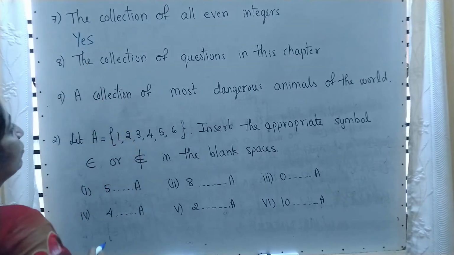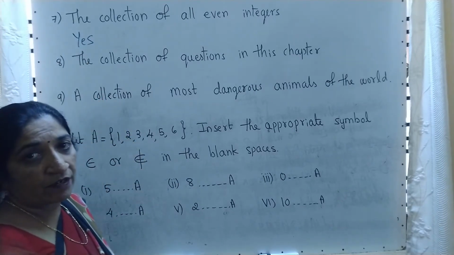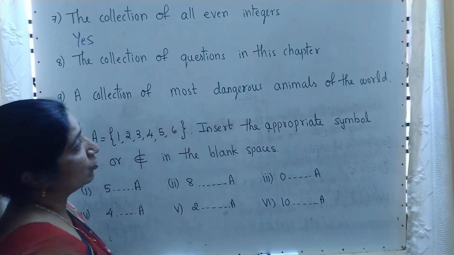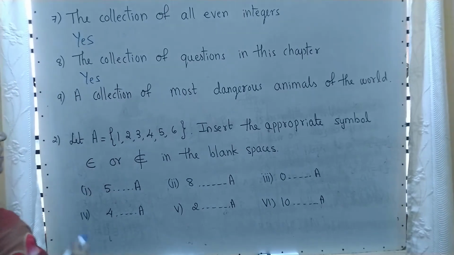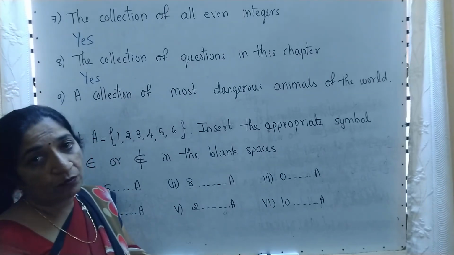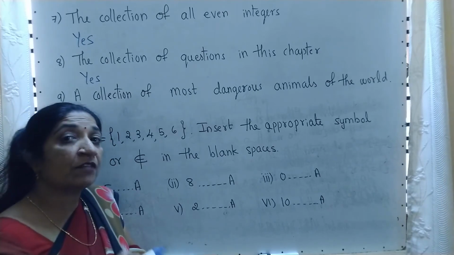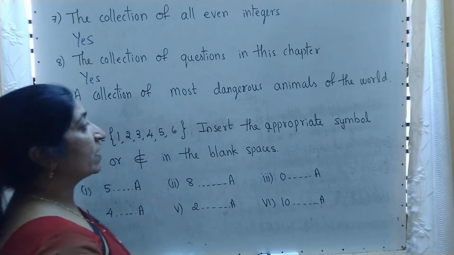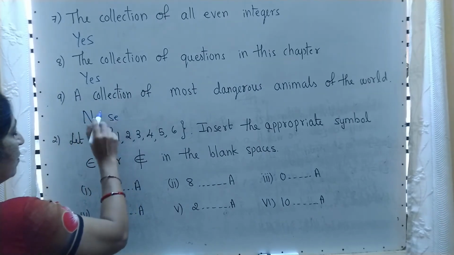Then the eighth one, the collection of questions in this chapter. Obviously the questions are given in the chapter and you can make a list of questions in this chapter. So that is also a set. Ninth one, a collection of most dangerous animals of the world. See, here we cannot judge which animal is dangerous and which animal is not dangerous. So we cannot judge, so it is not a set.